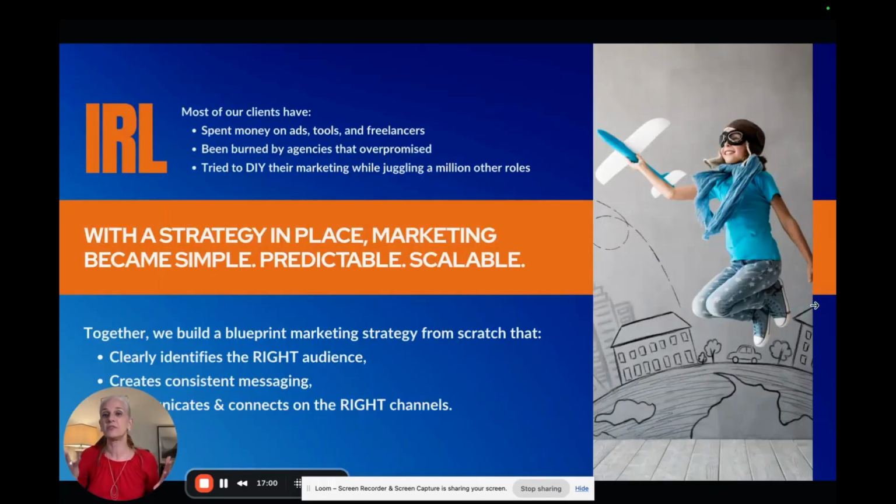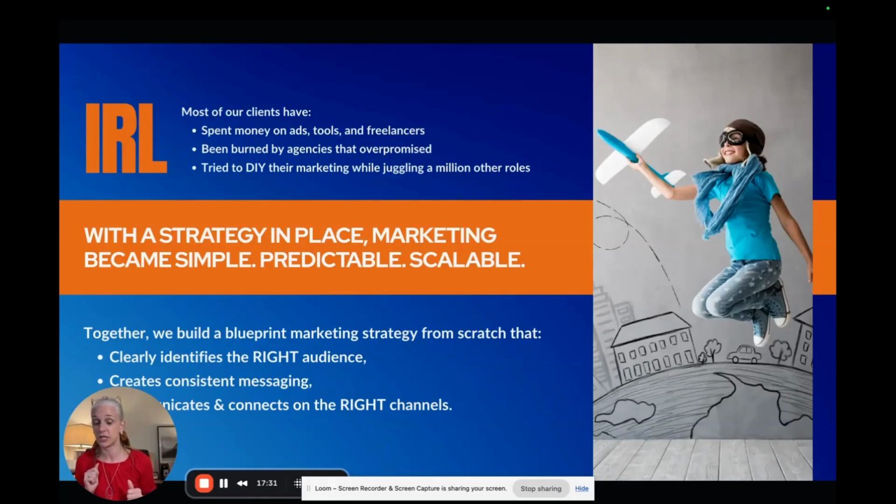All right. So in real life, most of our clients have spent money on ads, tools, and freelancers. They've been burned by agencies that overpromised, or they've tried to do it themselves while juggling a million other roles within their business as an owner operator. So we come in with the Blueprint Pro and build a strategy that is simple, predictable, and scalable. So you have this one place that you can go to that contains all the information required to market your business. Now, it can be for internal use, but also external use.